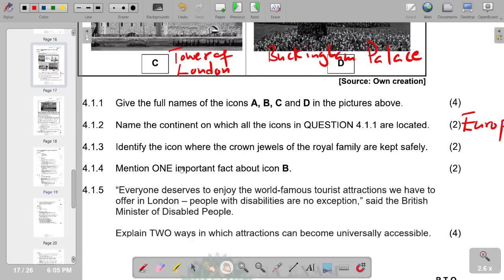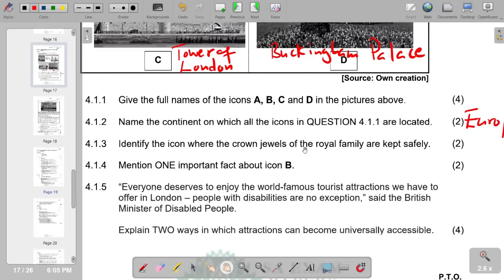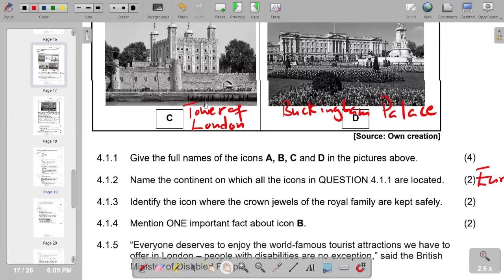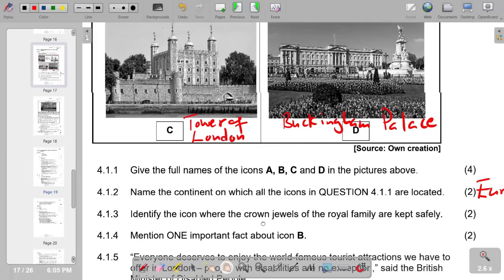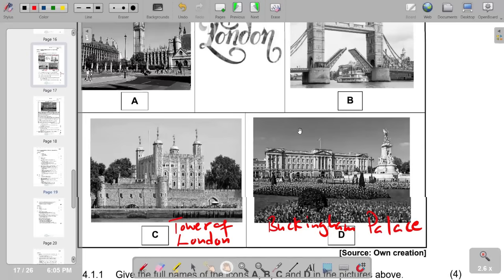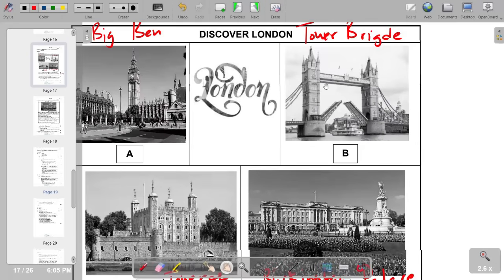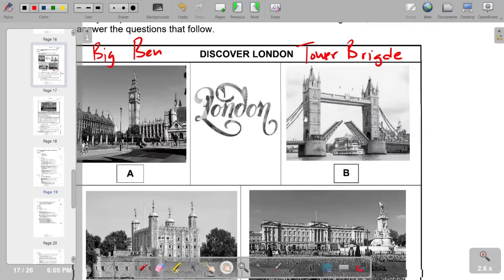So we go to number 3, identify the icon where the crown jewels of the royal family are kept safely. It is on C, which is the Tower of London. And then 4.1.4, name one important fact about icon B. Icon B, remember it is the Tower Bridge. The Tower Bridge is a drawbridge in London, which crosses the River Thames near the Tower of London. So that's where we have the Tower Bridge.